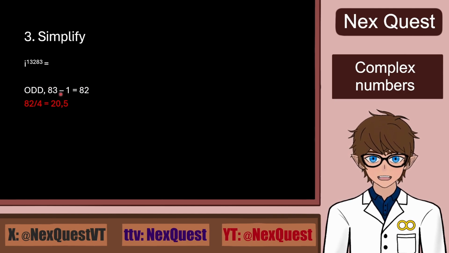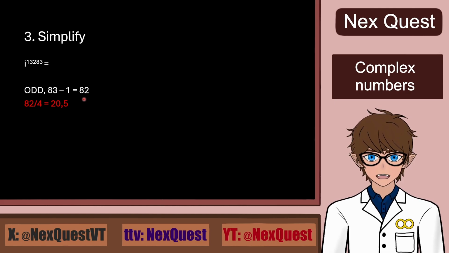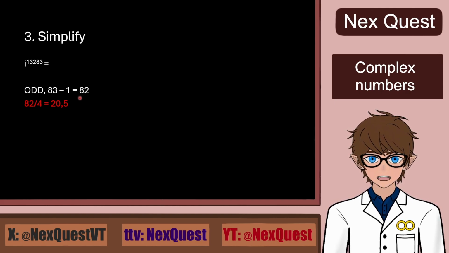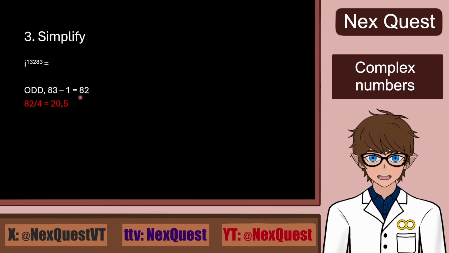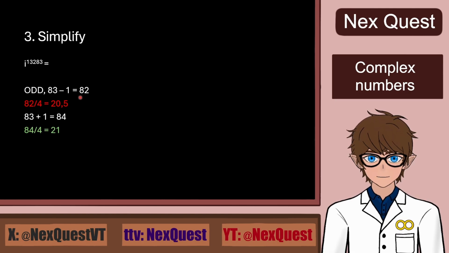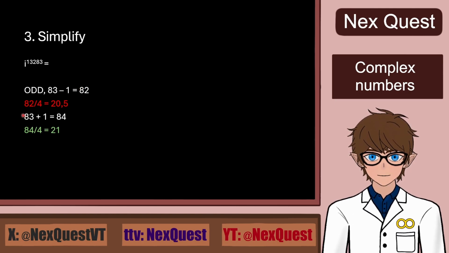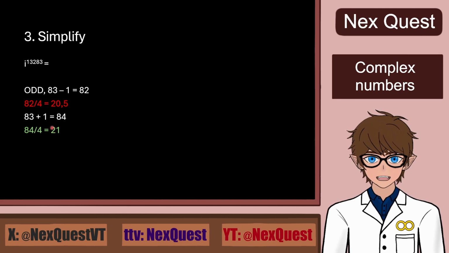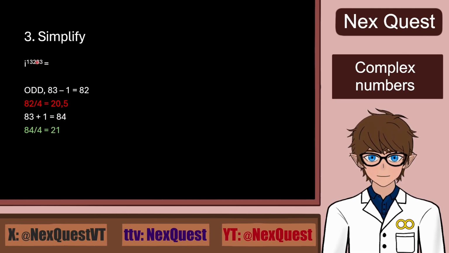So we go back to the 83 and add 1 to make sure it does equal a power of 3, since an odd power can only be the same as the power of 1 or 3, since 4 is a number loop. So we have 84 then, because 83 plus 1 is 84. 84 divided by 4 is 21. There's no remainder, meaning that i is raised to the power of 3, which is minus i.